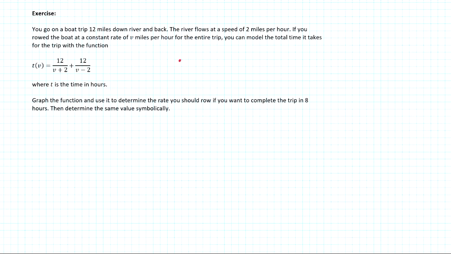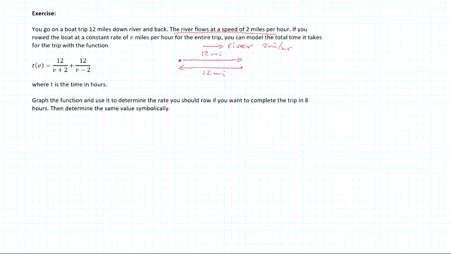So we're going to have a starting location. We're going to go 12 miles down river. This is downriver, so the river is flowing this way. It says the river flows at a speed of 2 miles per hour. Make note of that. And then we're going to turn around and go back to where we started, and that's another 12 miles.